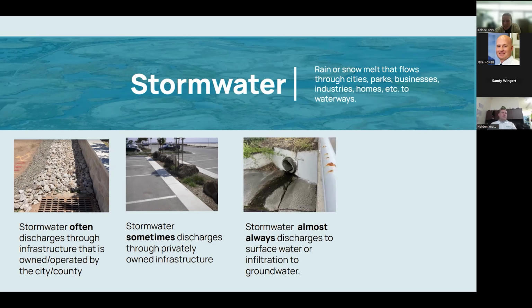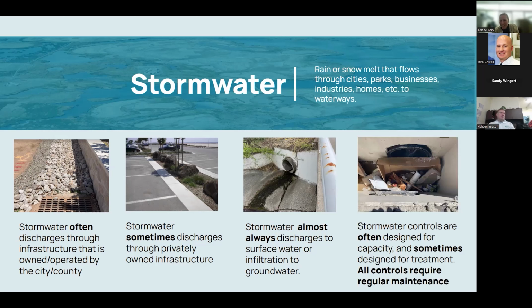Stormwater almost always discharges to surface water or infiltrates to groundwater. So you can see in both of the previous two photos, there's a rock-lined ditch that's discharging potentially both to groundwater, but also being conveyed through that inlet at the end. That tree box filter is designed to infiltrate stormwater but likely has an overflow to a public system. And then, of course, the photo here is an outlet to a stream. So that's a stormwater outlet where it discharges ultimately to the waterways.